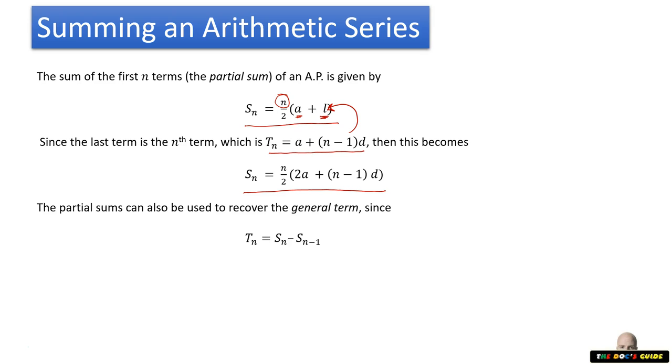We can also use partial sums to recover the general term, since the general term is the expression for the sum of n terms minus the expression for the sum of n minus 1 terms. Or we can get particular terms. So if I wanted to know what the 56th term was, for example, and I knew the sum of the first 56 terms and the sum of the first 55 terms, clearly the 56th term is the difference between the two.